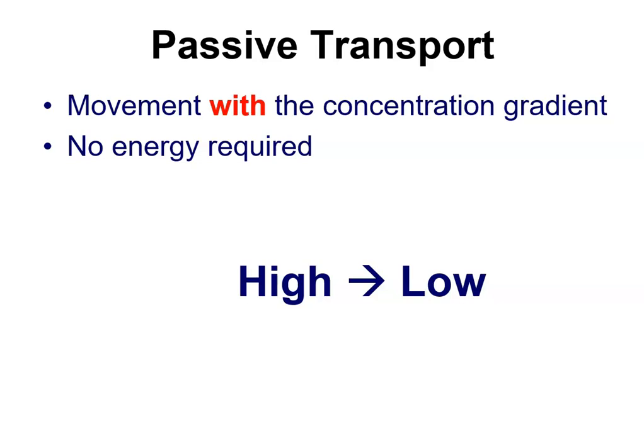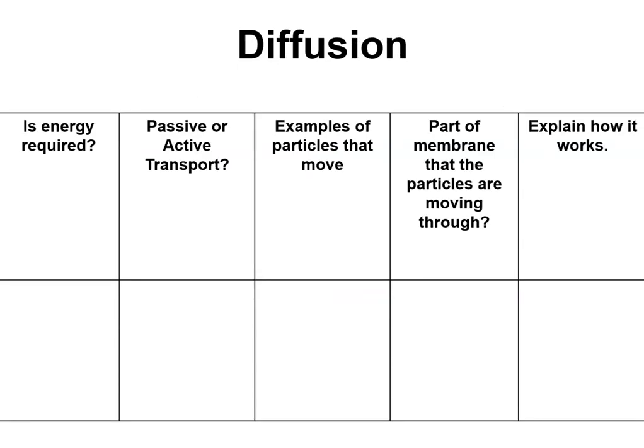This does not require energy. Passive transport does not require any ATP energy of the cell, and so that's a good thing. There's a couple of different types, and you should see a handout that you should be able to fill out along with this. Our first type is known as diffusion. Diffusion is a type of passive transport.